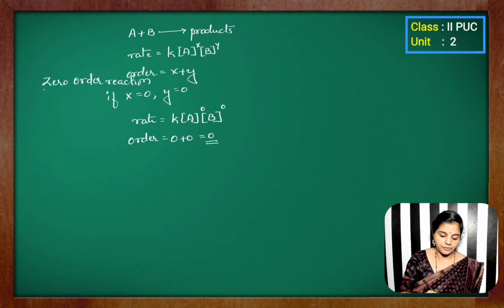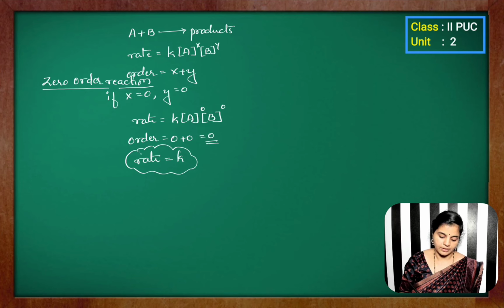A reaction which is independent of the concentration of reactants. So here now the rate law will be rate is equal to rate constant. So this is a zero order reaction. So a zero order reaction is independent of the concentrations of reactants.